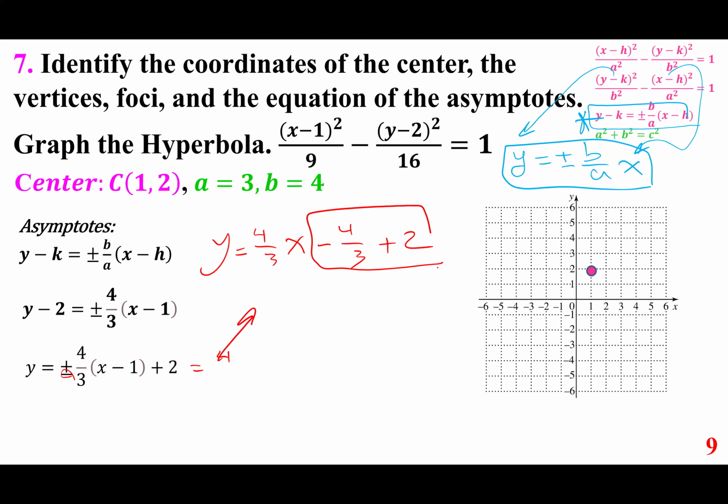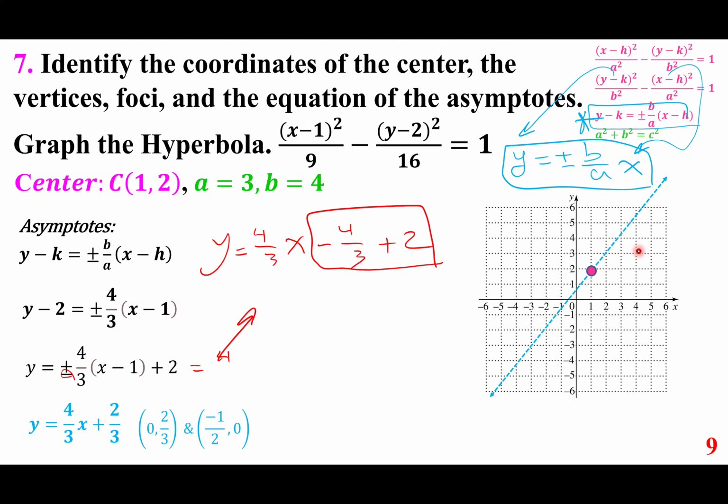And these 2 is 6/3. We get 4/3 x plus 2/3. Clearly, this gives you 0, 2/3. And if you set y equal to 0, that means x must be negative 1/2. I'm assuming no one has any problem getting the x and y intercept. So you locate these 2 points, you draw the line, and this is your asymptote. I'm assuming no one has any problem drawing a line.